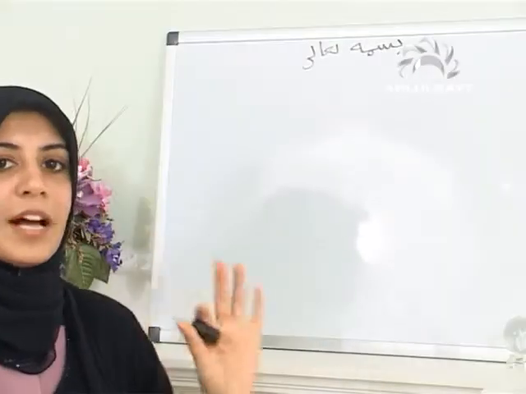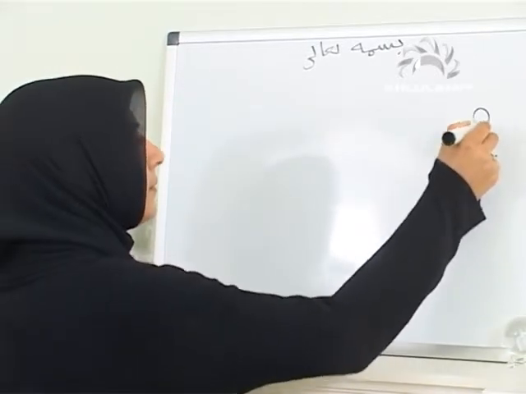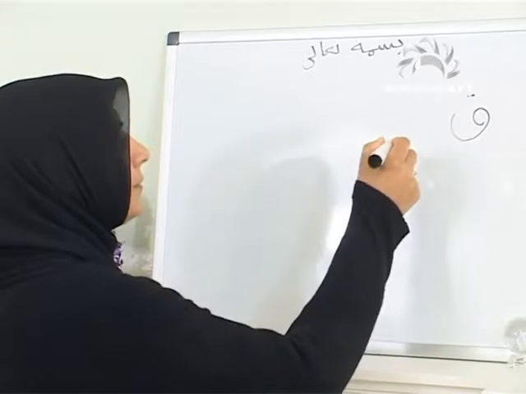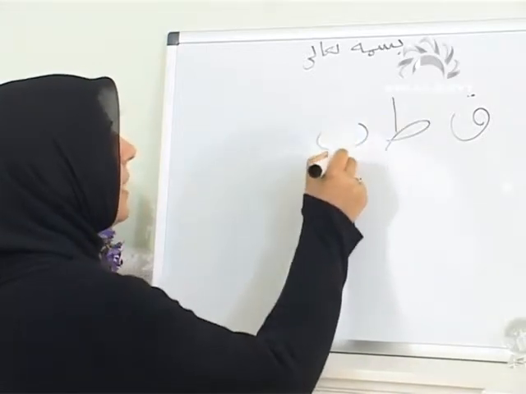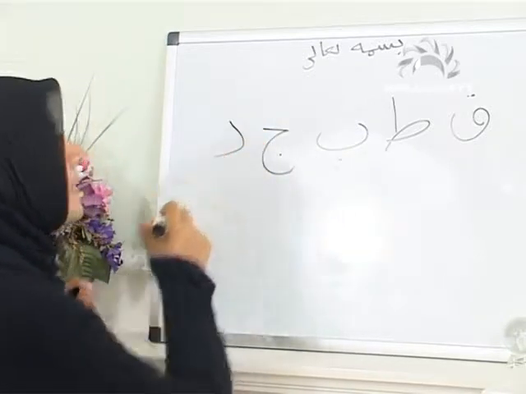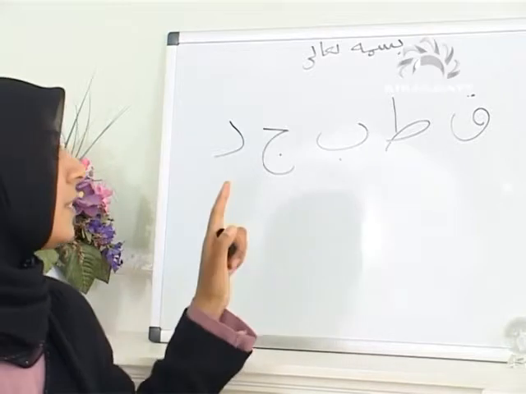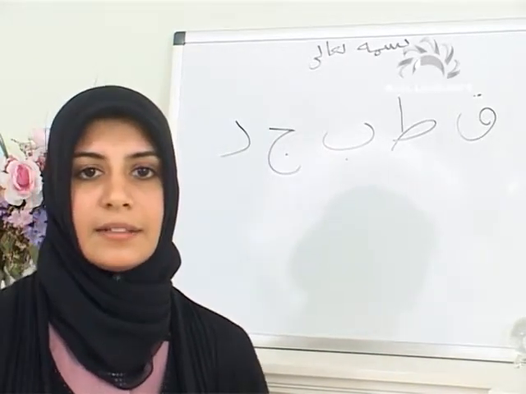So what are the letters of qalqala? I'm sure you must be remembering them, but just to quickly recap, let's write them on the board. So there are 5 letters of qalqala. They are qaf, ta, ba, jim, and dal.